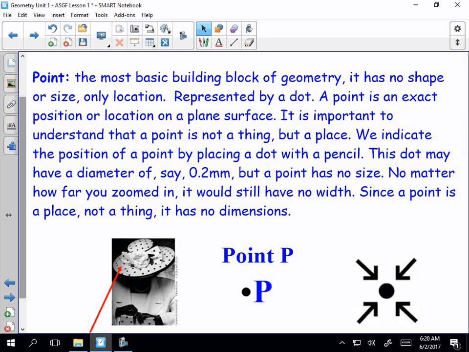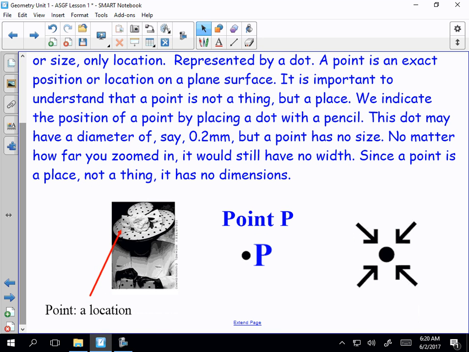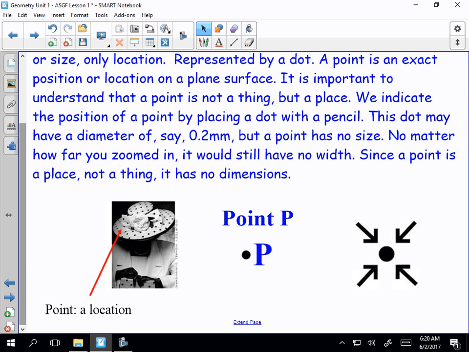It's the most basic building block we have in geometry. We need a point as a specific place in space. It's important to know that it's not a thing, but it's a place. We indicate the position of a point by placing a dot with a pencil. But we have to remember that a point has no width, no thickness to it based on definition. But it is a spot in space.